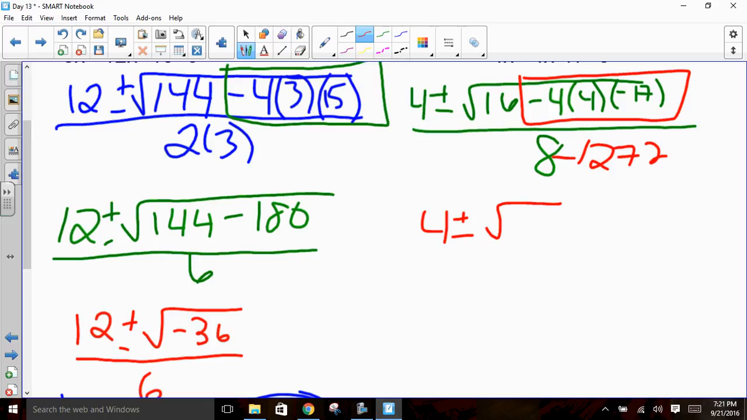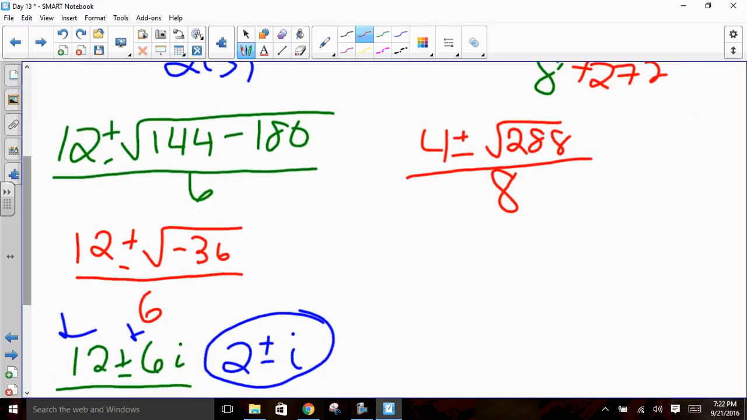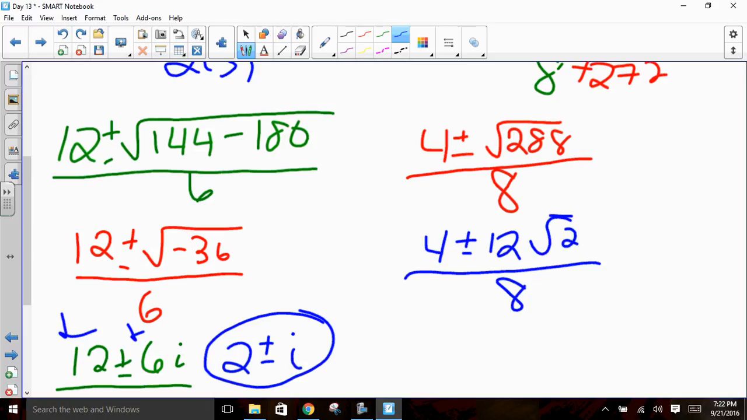Oops, sorry about that. So 16 plus 272 gives me 288, all over 8. 288 is not perfect, but I will tell you right now that it breaks into 144 times 2. 144 is perfect. The square root of that is 12. I'm still left with the square root of 2, all over 8.